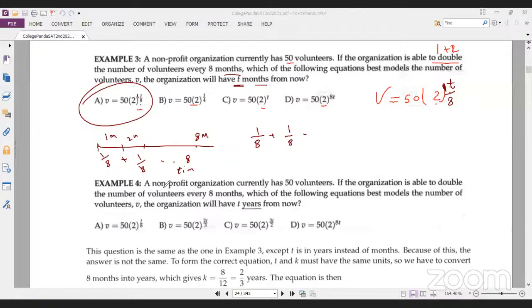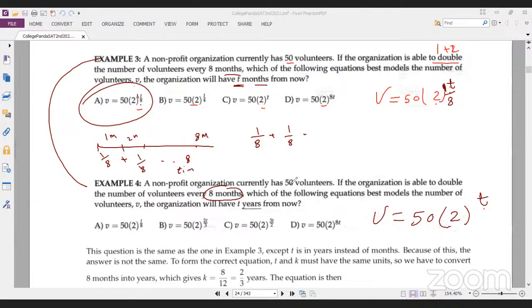What happened? The non-profit is actually the same, but the difference here is in the units. The change is every 8 months, but t is in years. So this has another meaning: 50 and doubled every year. This is the original one without any coefficient in the exponent. But here t is in years, while the change happens every 8 months.